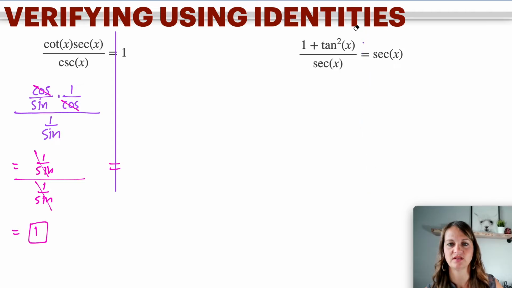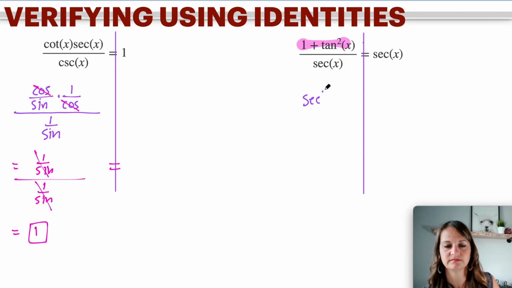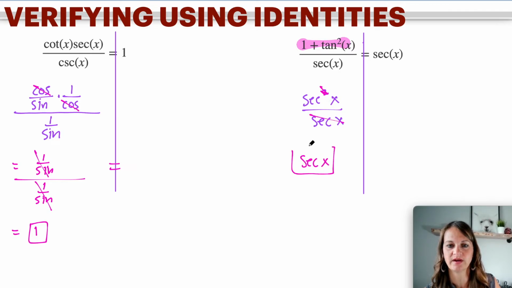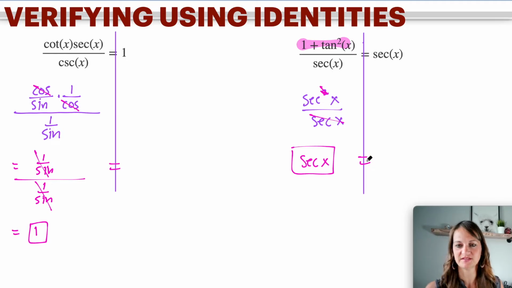Oops, that is not right. This numerator is a Pythagorean identity, which is secant squared. And secant squared divided by secant. One of the secants cancels with the secant on bottom, leaving me secant squared, which has verified the other side.